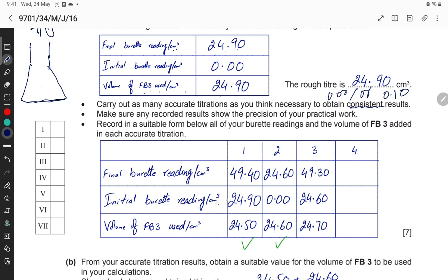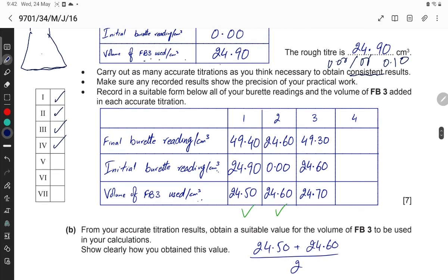Write down the unit, don't forget to write down the unit. Volume of FB3 used, along with the unit, and you can get this mark, this mark, this mark and this mark when you draw an accurate table for the titration. So we have two readings to take. These are the best. Make sure to draw another column for the best titration. This is the best titration.